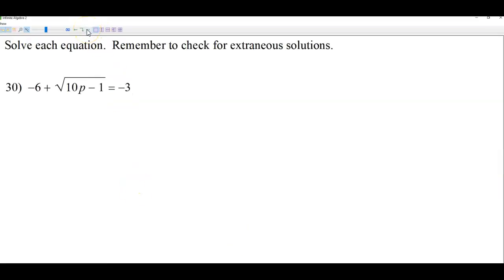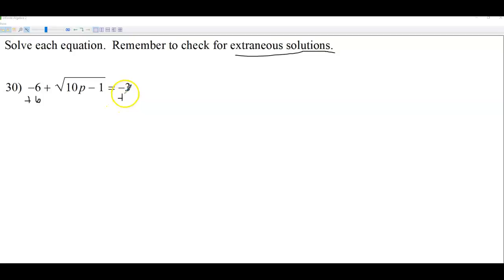All right, let's take a look at number 30. This one says, remember to check for extraneous solutions. So what that typically means is that it's possible that the answer you get may not be allowed. So once you get the answer, you've got to plug it back in and see if it makes a false answer. So this problem is a lot like the other one.